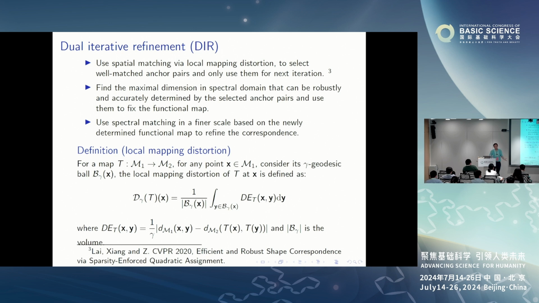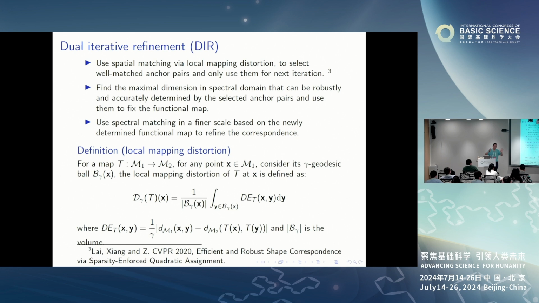That really filters out many bad points. Maybe there are still a few bad points there. For example, if I map this point to the wrong hand, but locally they look the same, the local distortion cannot tell whether I map here to here or here to here. But most of the bad points you can filter out. So that's the first step.